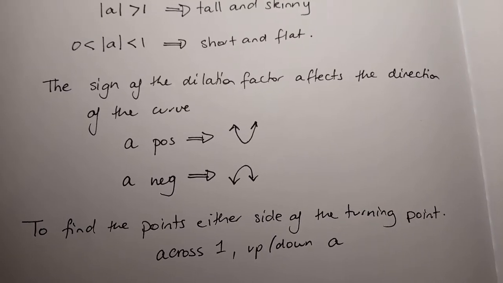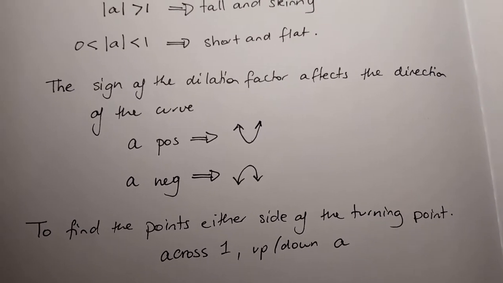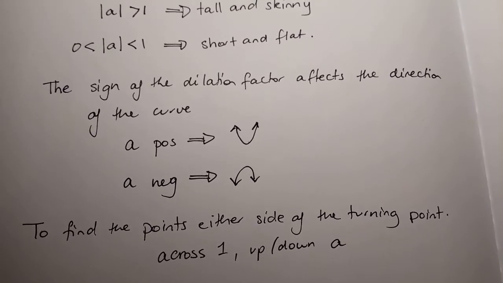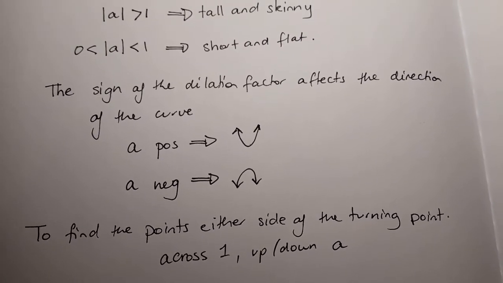One point that's really important to remember is that to find the points either side of the turning point, we need to go across 1 and up or down a.